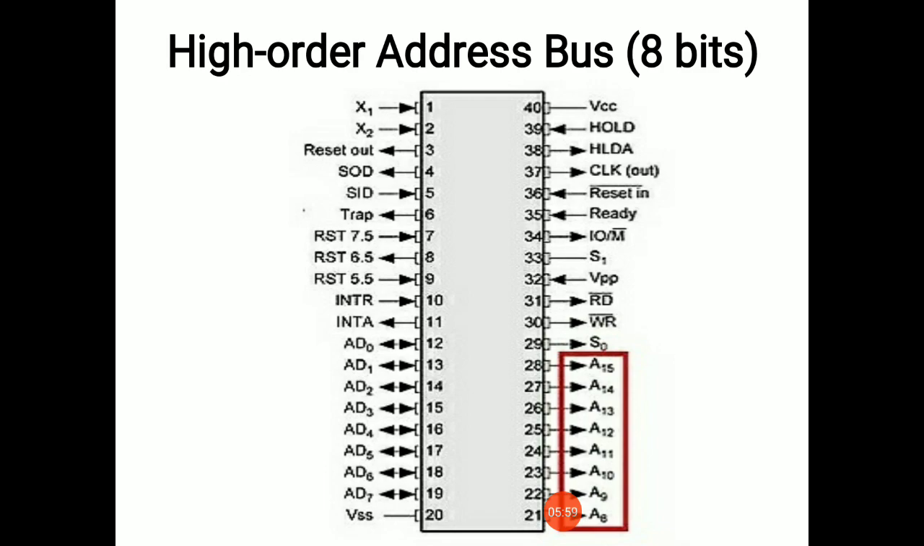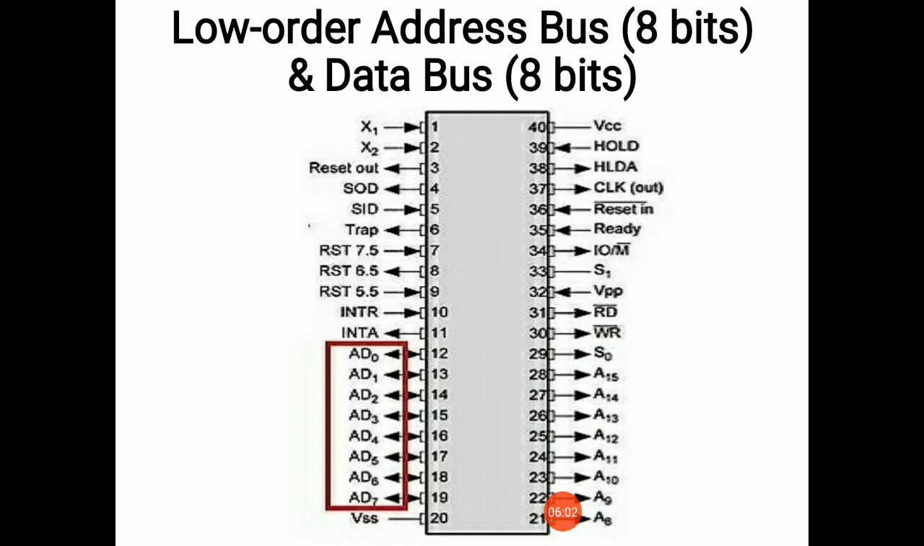Whereas AD0 to AD7, the 8-bit data bus, that is D0 to D7, is multiplexed with the lower half, that is A0 to A7, of the 16-bit address bus. So during the initial part of the instruction execution, the lower 8 bits of the memory address or input output address appear on these address lines, that is AD0 to AD7, and during the remaining part of the instruction execution, these lines are used as a bidirectional data bus.